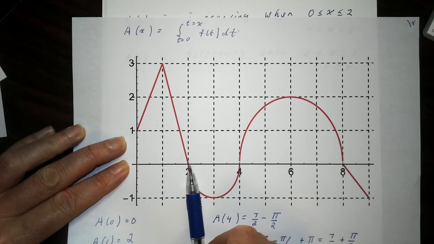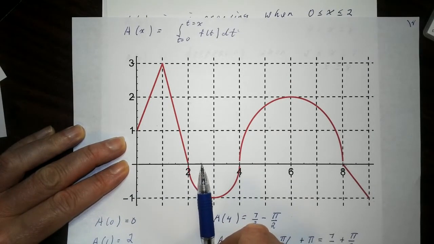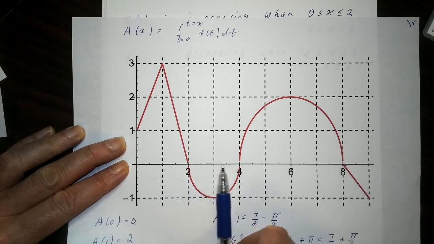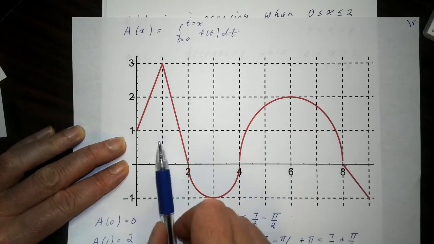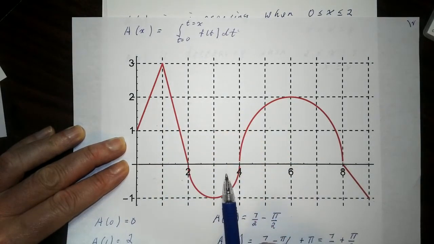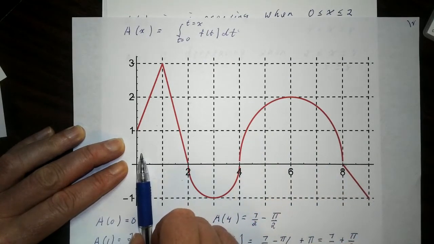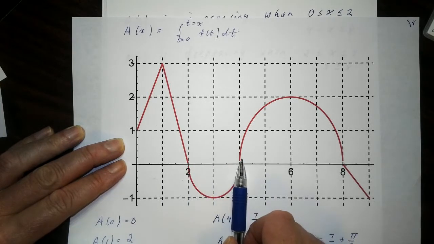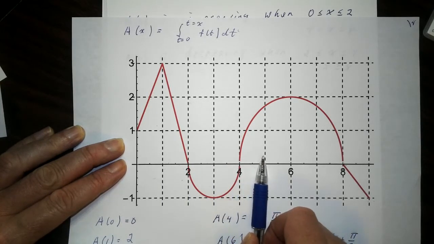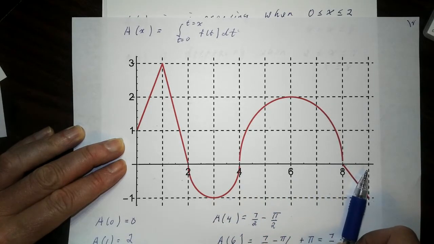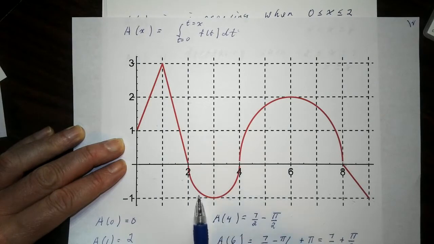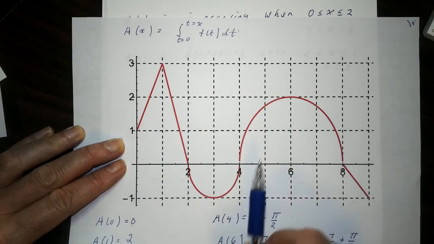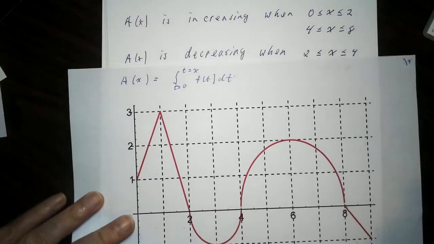But then when we hit this point at 2, we're starting to accumulate negative signed area. So we go from more positive signed area to losing some signed area because the graph is below. So the graph of little f is above, below, above, and below. So my area function is increasing. Then we start to lose area, so decreasing. Then we start to add area back on, so increasing and decreasing. So again, this function is above, below, which corresponds to the area function being increasing, decreasing, increasing, and decreasing.